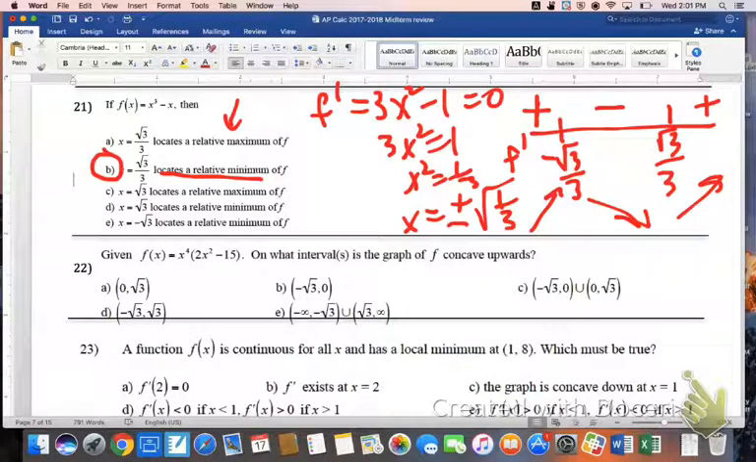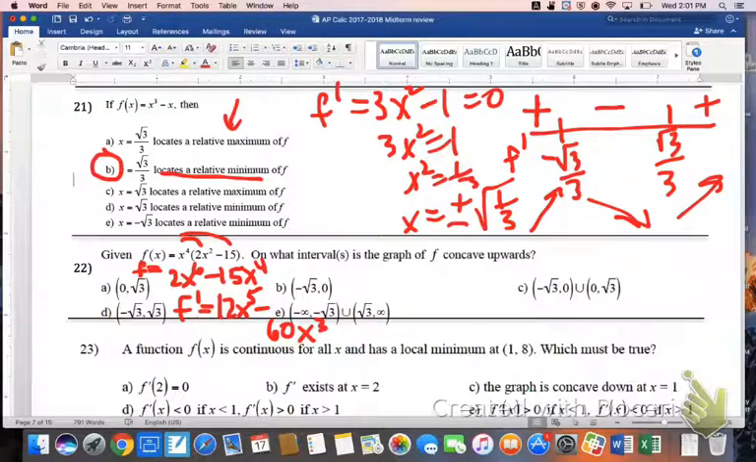All right, 22. On what interval is the graph concave up? So what I'm going to do first is multiply this out. That gives you 2x to the 6th minus 15x to the 4th. So that is f. So f prime is 12x to the 5th minus 60x to the 3rd. And to look at concave up, we need the second derivative.